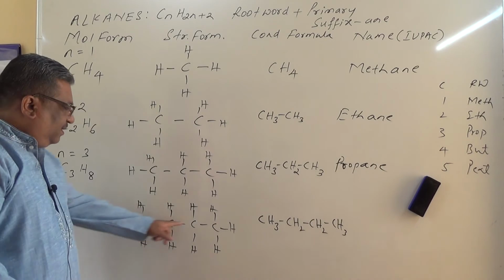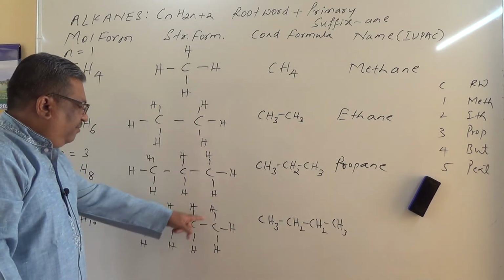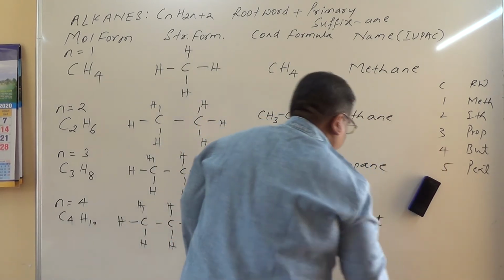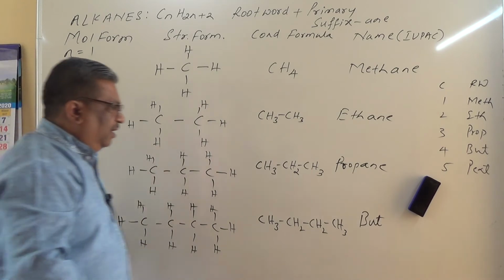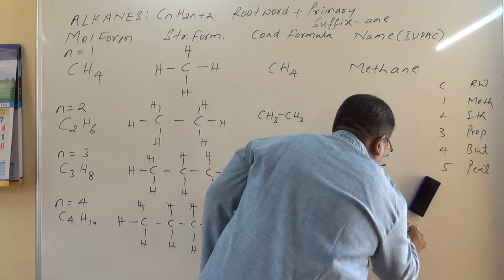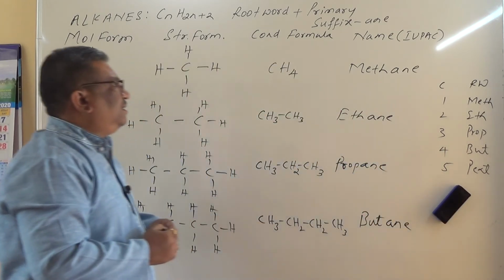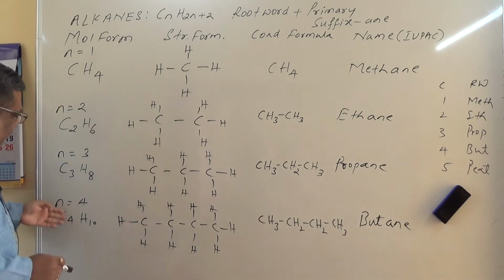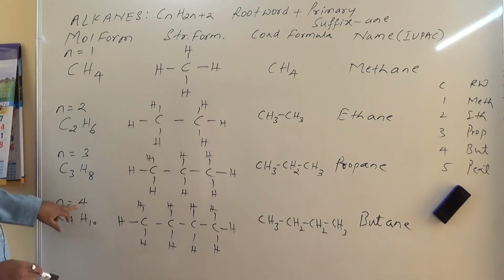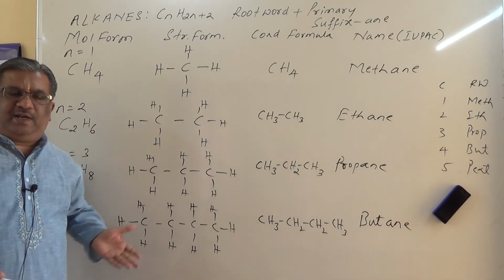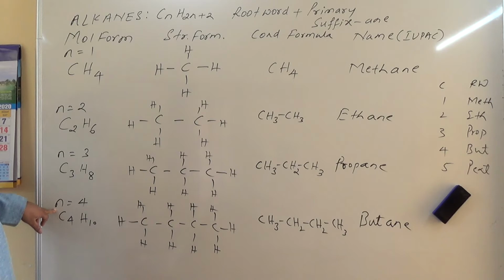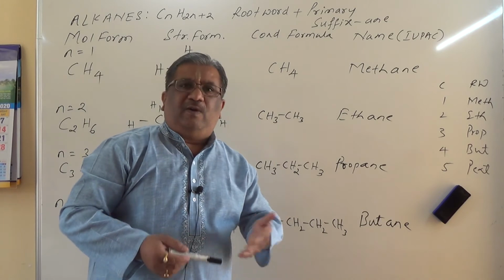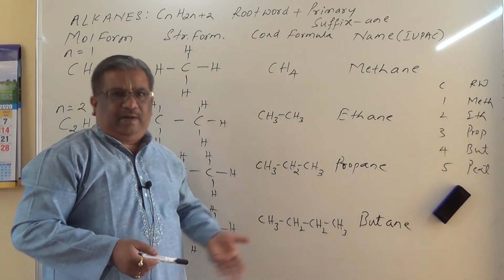What is the parent chain? This is the parent chain. How many carbon atoms? 1, 2, 3, 4. Root word for 4 carbon atoms is but. All these are linked with single bonds, therefore ane, butane. So this is how we name the alkanes, and this sequence continues. For n equals 5, n represents the number of carbon atoms in the parent chain, so it is pentane. n equals 6, hexane. n equals 7, heptane. n equals 8, octane. n equals 9, nonane. n equals 10, decane. And it will continue. You got it?